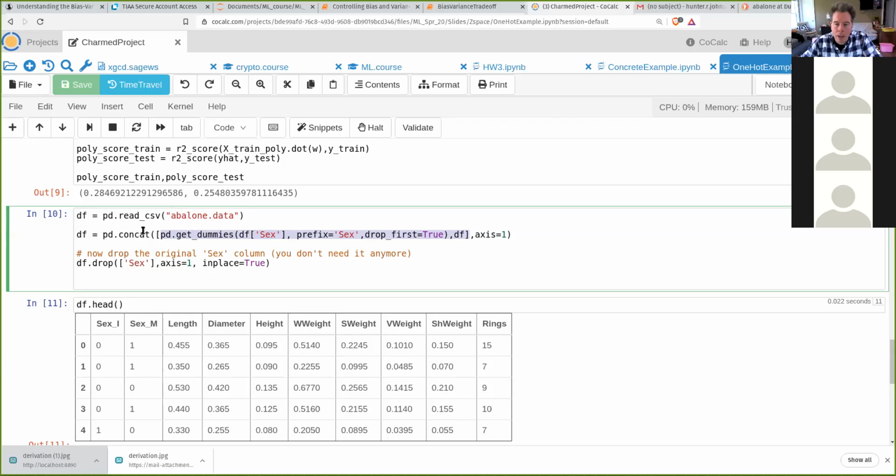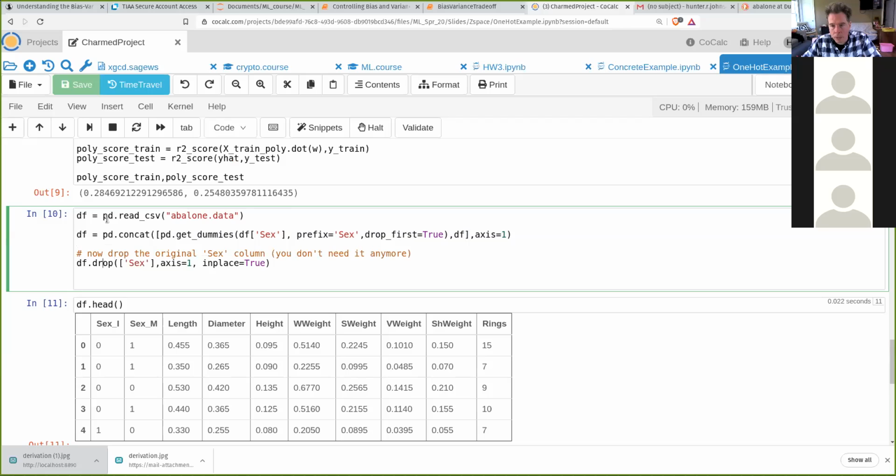So we're concatenating. So just the part that's purple right now, that's what generated the 3 extra columns that are really 2 extra columns because we dropped the redundant one. And then this concatenates it with the entire data set. So that's why it goes in the front here. And then later we drop the sex column. And so now the sex column has been replaced with these 2 columns.